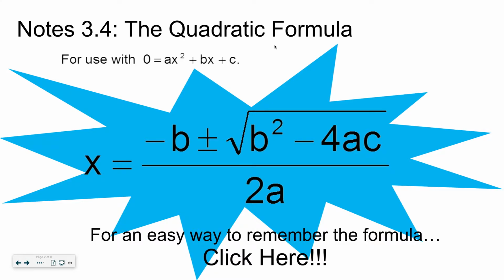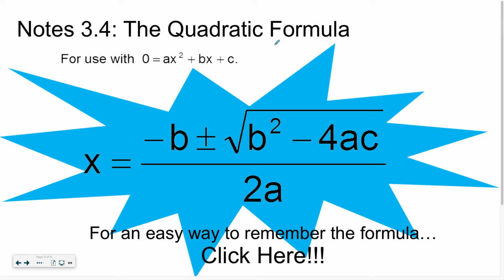Now, you can use the quadratic formula, as it says above the formula, anytime you have an equation that looks like 0 equals ax squared plus bx plus c. So if you have something that's not in standard form, you wouldn't be able to identify your a, b, and c and use your quadratic formula. If your equation is not set equal to 0 before you begin, you have to make sure that it is.